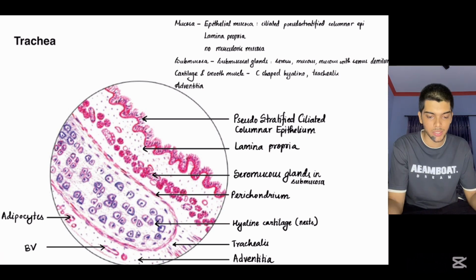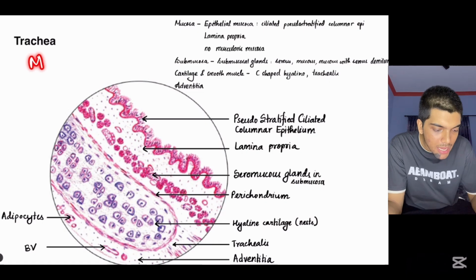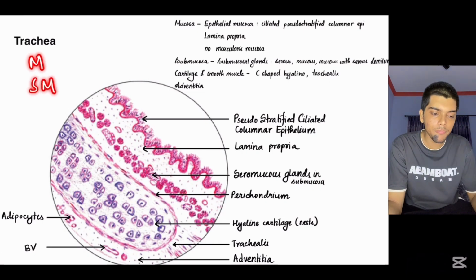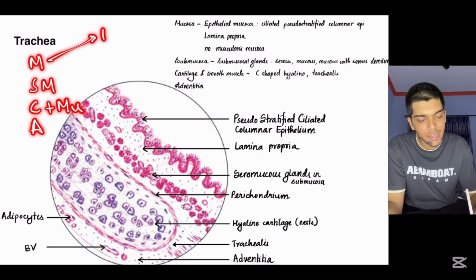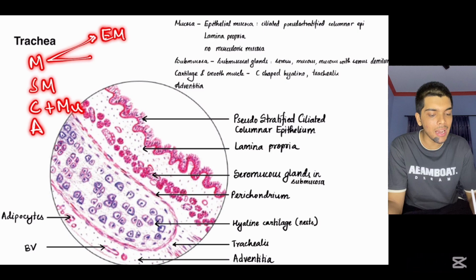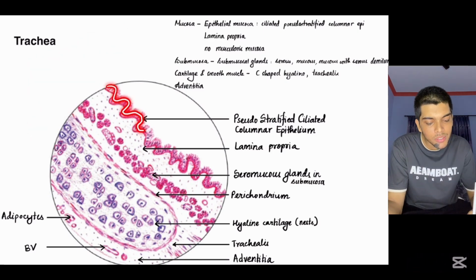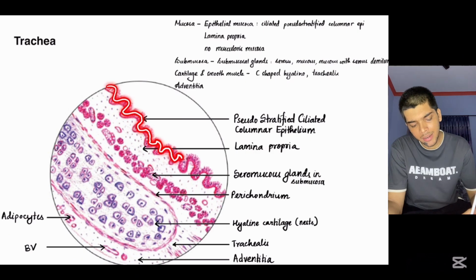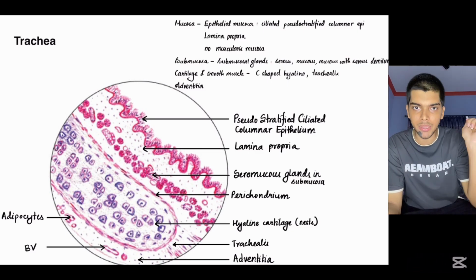Now the histology. Starting off with the histology of the trachea. It has mucosa, submucosa, cartilage plus muscle, and adventitia. Mucosa has epithelial mucosa and lamina propria. The epithelial mucosa contains which epithelium? It contains the respiratory epithelium, which is nothing but the ciliated pseudostratified columnar epithelium.